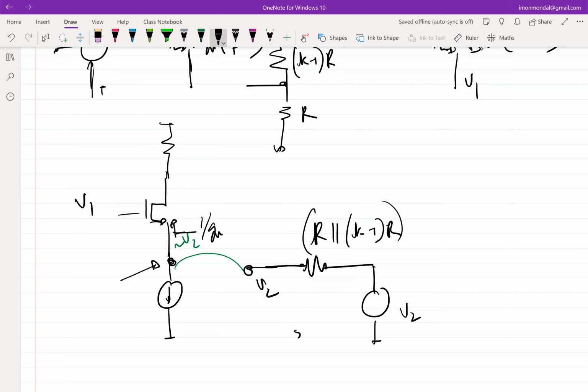And obviously since this R is much larger than 1 over gm, this will load V2. Okay. So that's a problem. We don't want that to happen. If we don't want that to happen, what can we do?